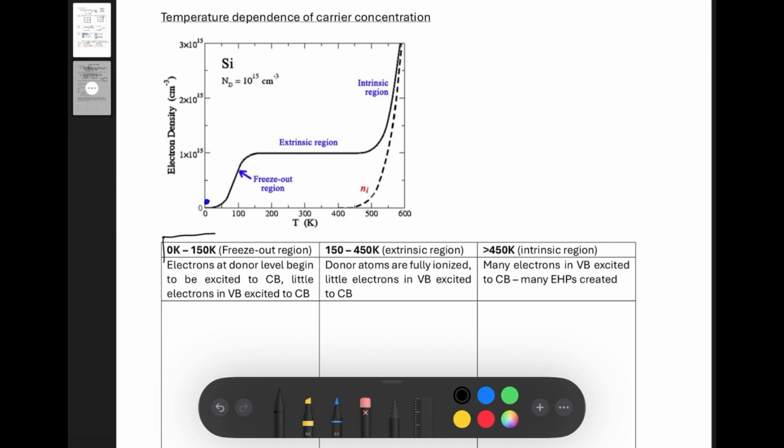So for 0 to 150K will be around the freeze-out region, 150 to 450K is the extrinsic region, and above 450K is the intrinsic region. So although this changes, it's still quite similar for most semiconductors and doping, because they are designed to work in the extrinsic region, which contains the room temperature of 300K. So let's just look at it this way, which is quite accurate. We're just going to reference the equation we have gotten earlier, which is N0 equals ND plus P0.